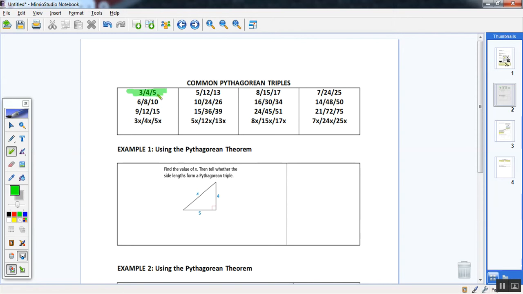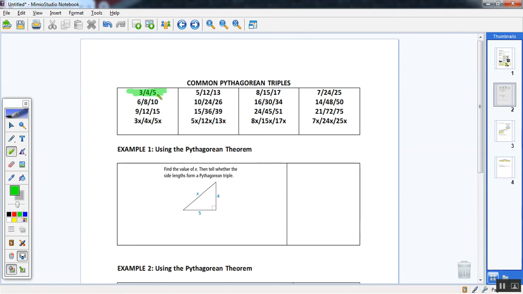Another example is what, kids? Let's see how good we are. What's 5 squared? What's 12 squared? What's 25 and 144 add up to? Turns out that the square root of 169 is actually 13. So I'm not going to go through all these, but here's some common Pythagorean triples.